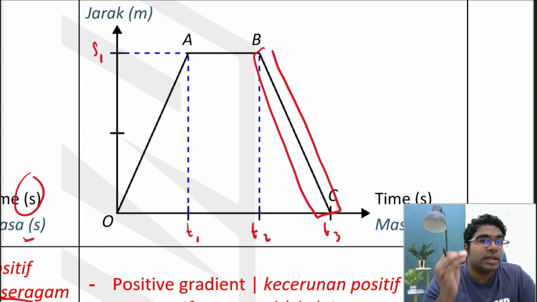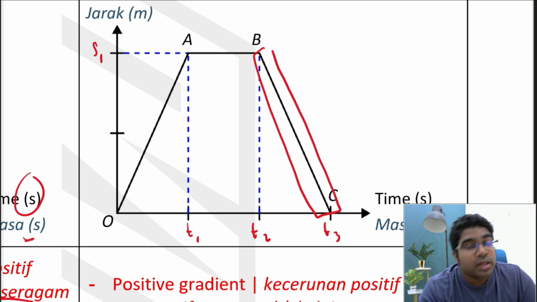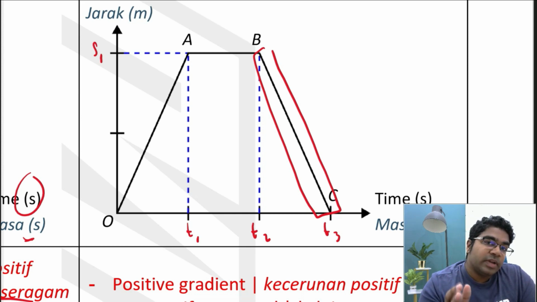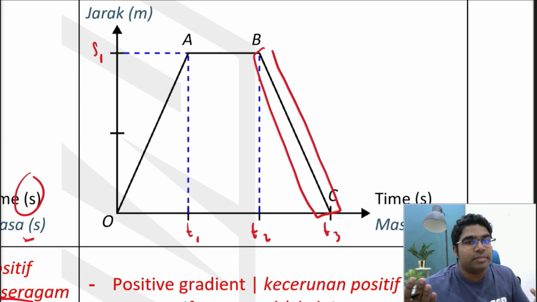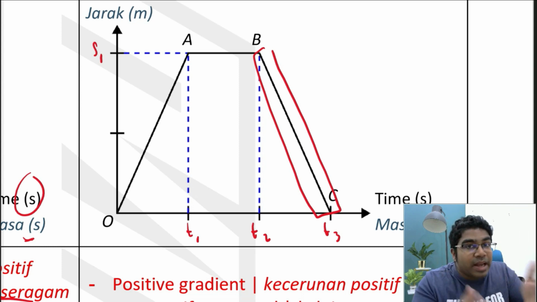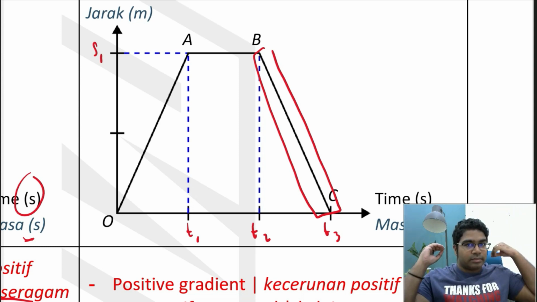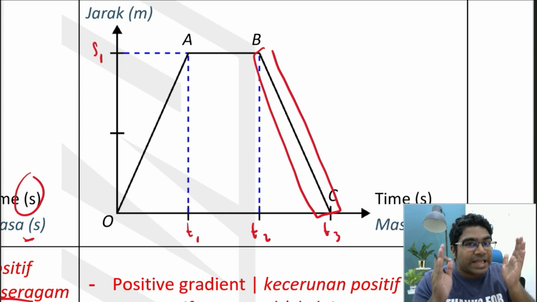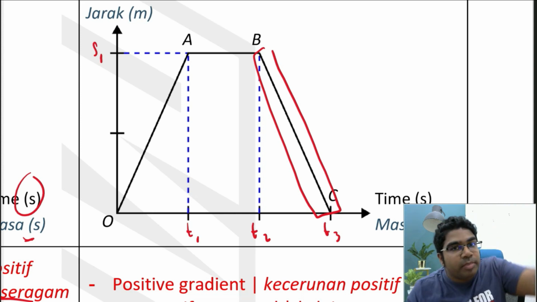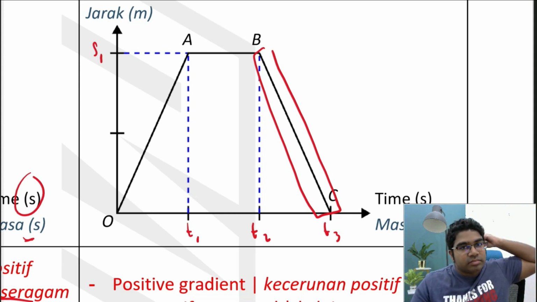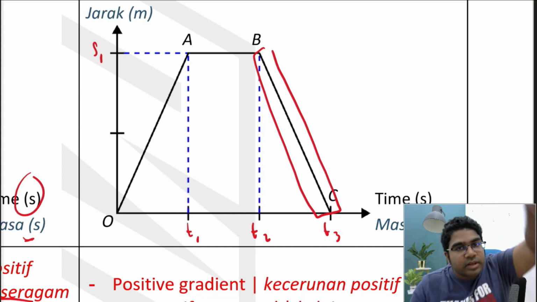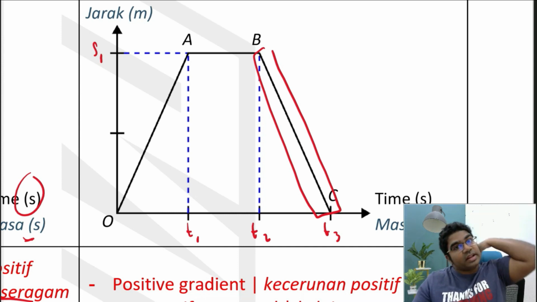Ingat tak apa yang saya kata pada awal video tadi? If we have a negative gradient, kalau kecerunan negatif, maksudnya apa? What does this mean? This means that arah gerakan dia terbalik. Dia balik ke tempat asalnya. That means the direction is opposite. It's going back to the original place. Okay? It's like going in reverse, in opposite direction.